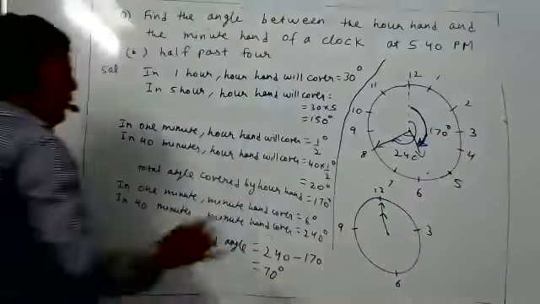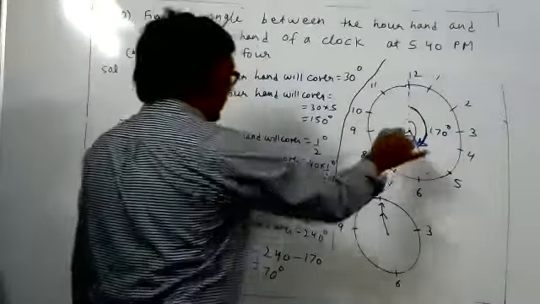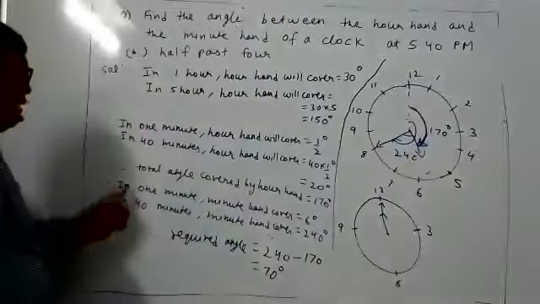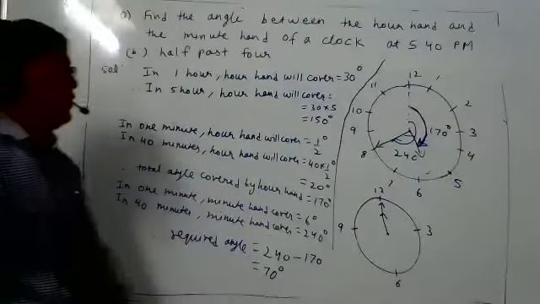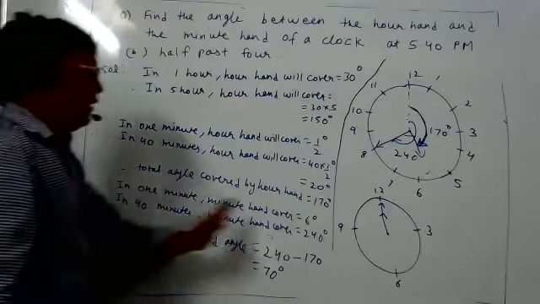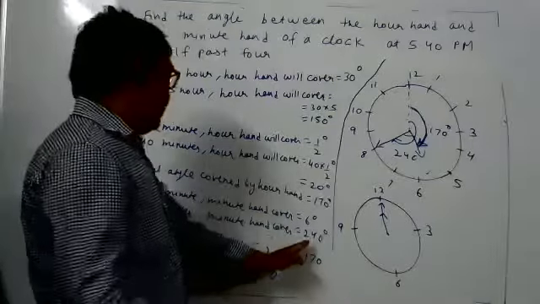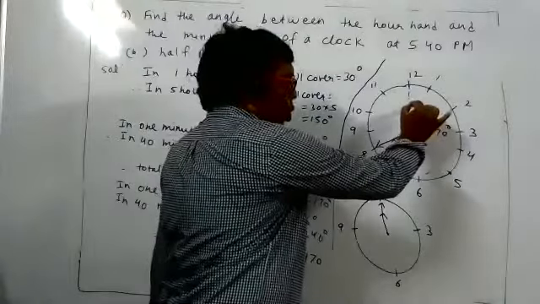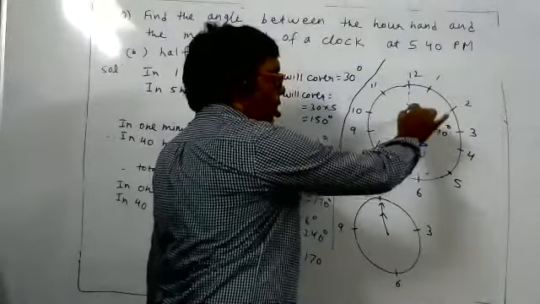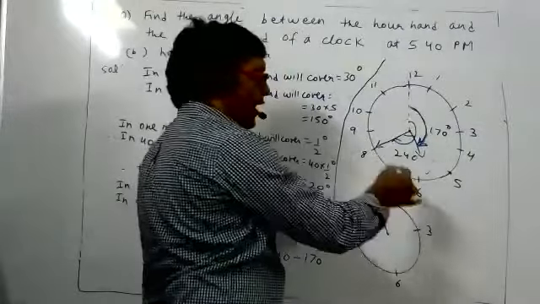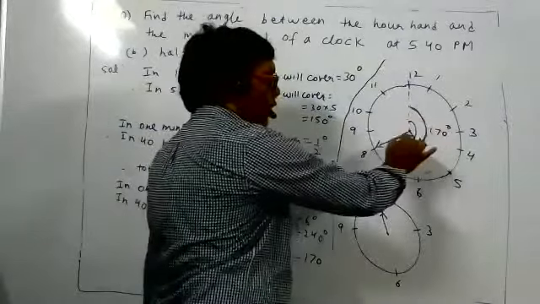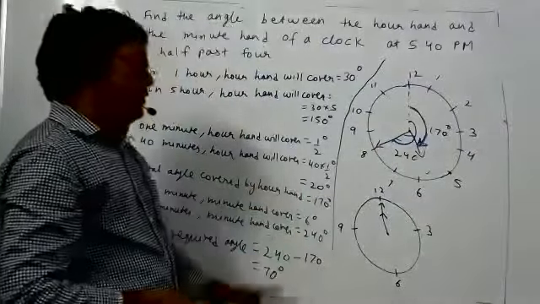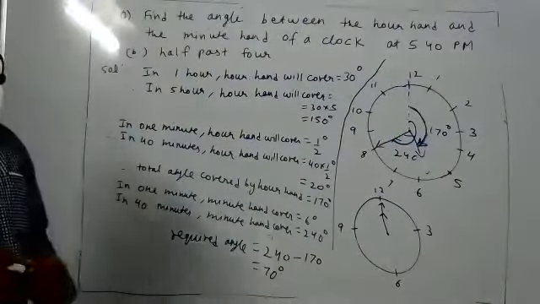Coming to the minute hand, it has to go from 12 to 8, so it has to cover 40 minutes. In 1 minute, the minute hand covers 6 degrees, so in 40 minutes it covers 6 into 40, that is 240 degrees. Starting from 12, one angle is 170, made by the hour hand, and the other angle is 240. So what is the angle between both hands? 240 minus 170, that is 70 degrees.